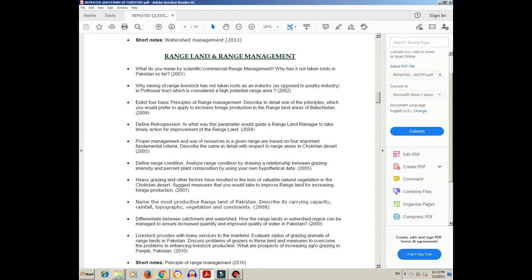Enlist 4 basic principles of range management. Describe in detail one of the principles which you would prefer to apply to increase forage production in the rangeland areas of Baluchistan. 2004 Define retrogression. In what way this parameter would guide a rangeland manager to take timely action for improvement of the rangeland?